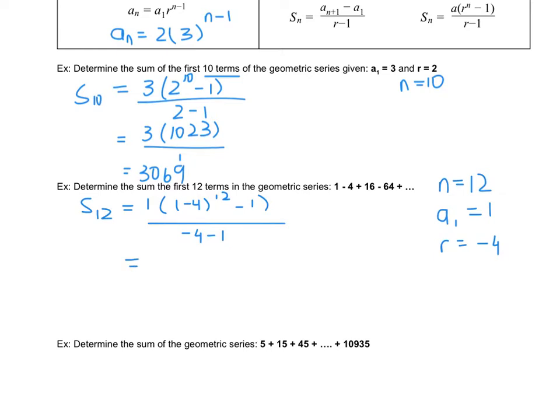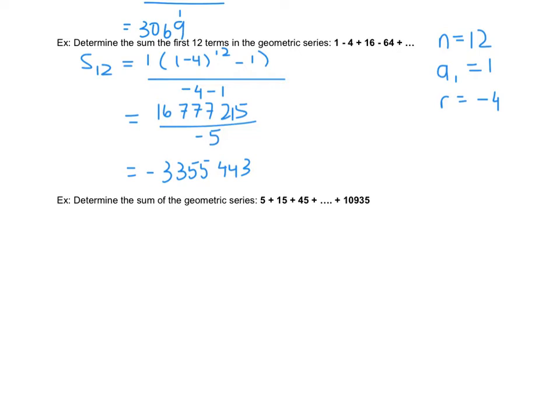And now, if we clean this up a little bit, we have 16,777,215 all over negative 5 to give us a sum of negative 3,355,443. And that's it for that one.